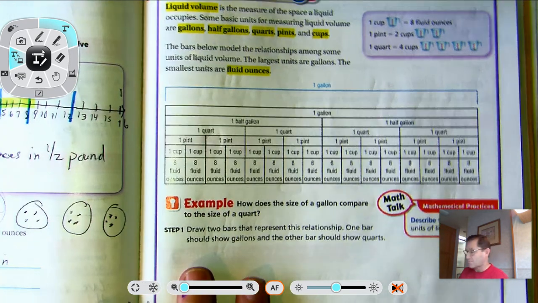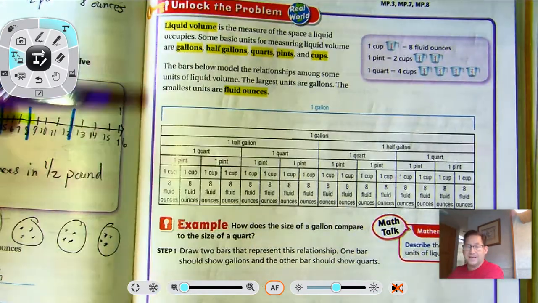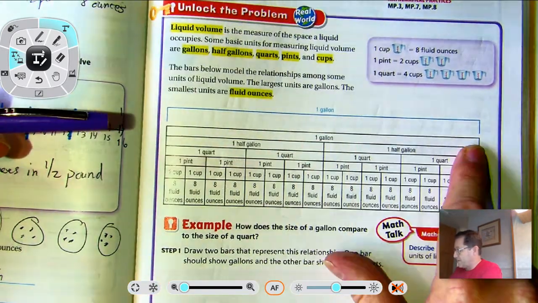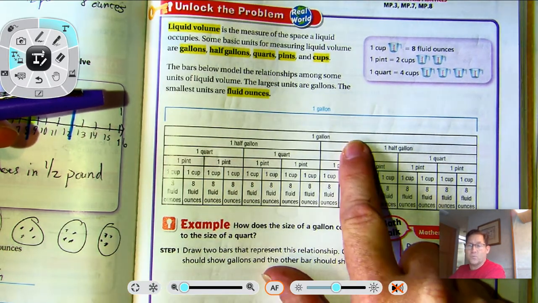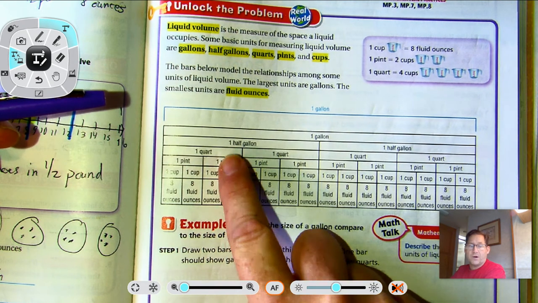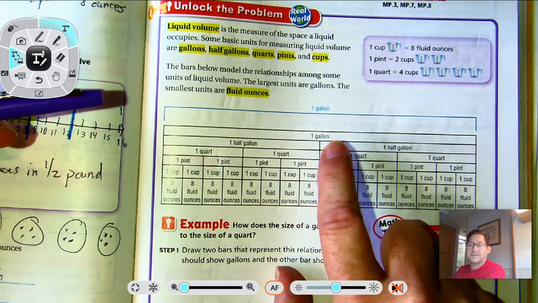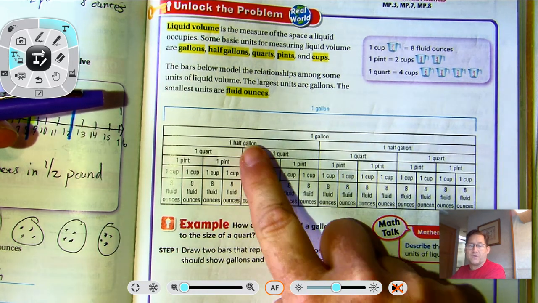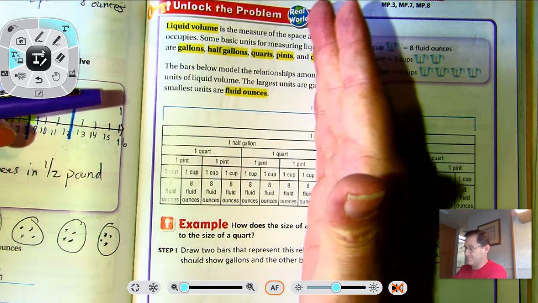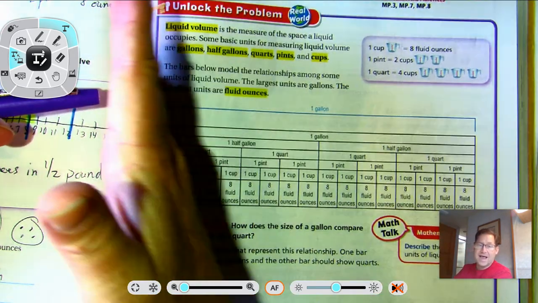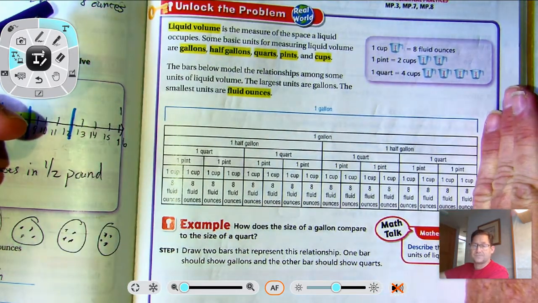Okay, so the whole thing is a gallon. So our first bar would be a gallon. There are 2 half gallons in 1 gallon. There are 1, 2, 3, 4 quarts in a gallon. There are 2 quarts in every half gallon. Okay, so you see the dividing line here? This is half a gallon on this side. This is a half a gallon on this side.